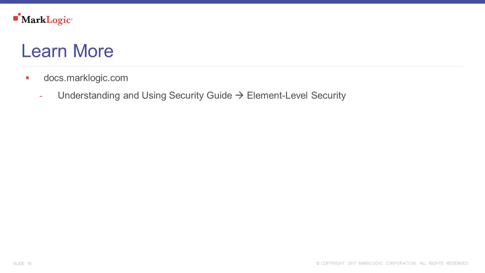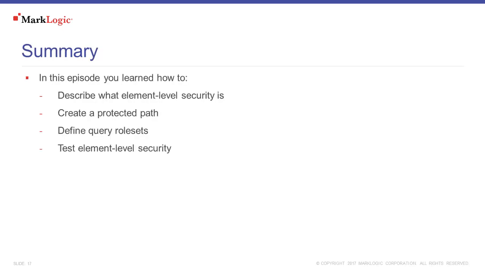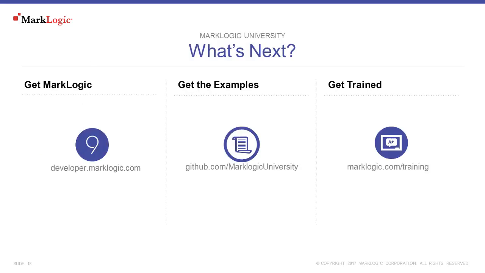In this tutorial, we introduced the key concepts around element level security. To learn more, make sure to read the Understanding and Using Security Guide in the documentation. In this episode, you learned how to describe element level security, create a protected path, define query role sets, and test element level security. Make sure you get MarkLogic 9 and that you get the examples so that you can follow along with these exercises at home and have a reference point for your own machine.